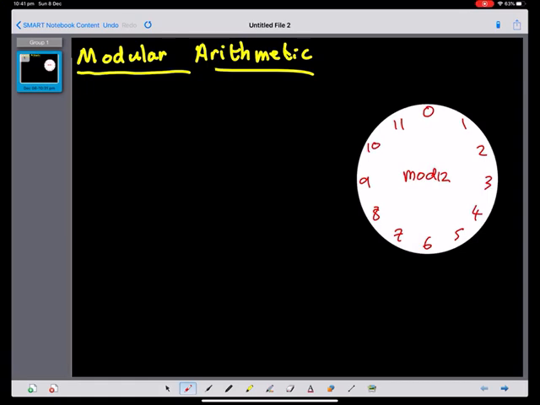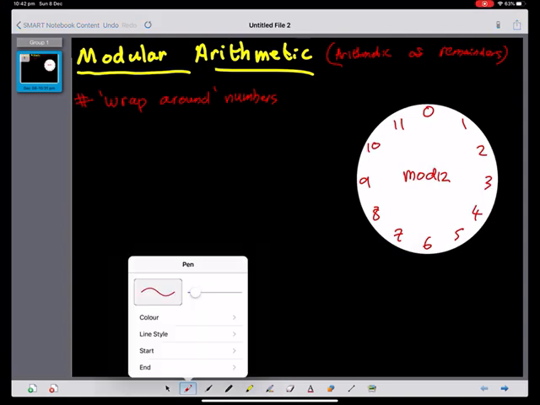Now, I think a really good analogy for modular arithmetic is wrap around numbers. Also, it's referred to as arithmetic of remainders. Okay, so let's look at an example.